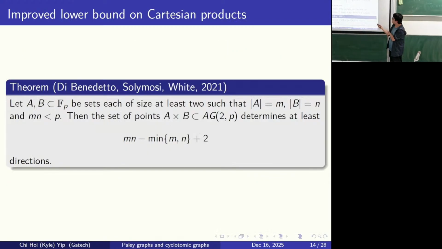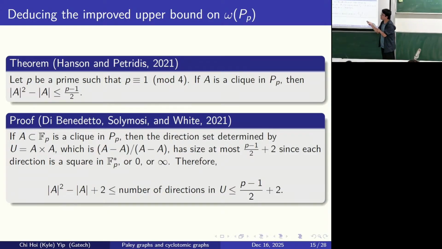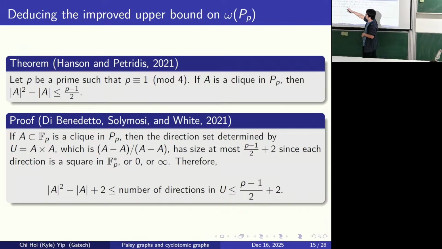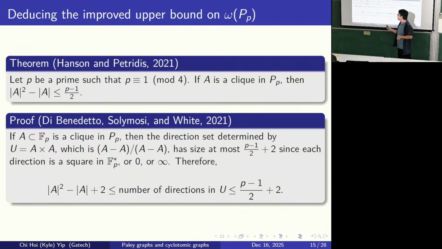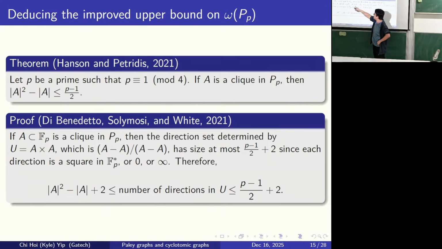Let's see why this is related to the clique number. The reason is actually quite similar, and it has appeared in the proof of the trivial upper bound. Let A be a clique, and we consider our point set to be this Cartesian product. The nice thing about this Cartesian product is that the direction set is precisely (A minus A) divided by (A minus A), right?